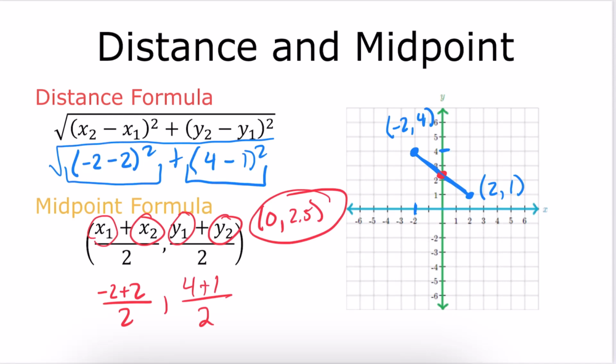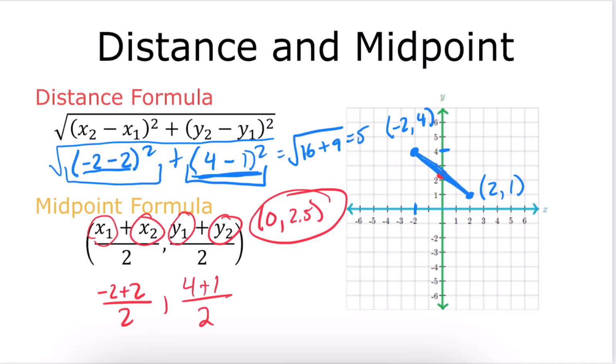So you basically say, okay, well, -2 minus 2 is -4. If I square -4, a -4 times a -4 is a +16. So this is going to equal 16. And then this part right here, if I do 4 minus 1, that's 3. 3 squared is 9. So I get the square root of 16 plus 9. And 16 plus 9 is 25. And the square root of that is 5. And so that tells me that this distance right here is 5.